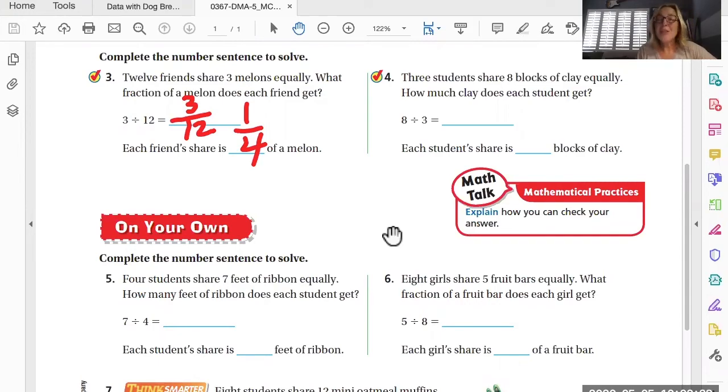So the biggest challenge here is to know what the dividend is and what the divisor is. How much are we starting with, and how many ways are we dividing it? How many equal groups do we want? So 3 students share 8 blocks of clay equally. How many blocks of clay are there? 8, and it's being divided or shared by 3 people. So then we would do 8 divided by 3, which is 2, with 2 left over, 2 2/3. Okay, I want you to try 5, 6, 7 on your own right now. Pause the video and then come back.